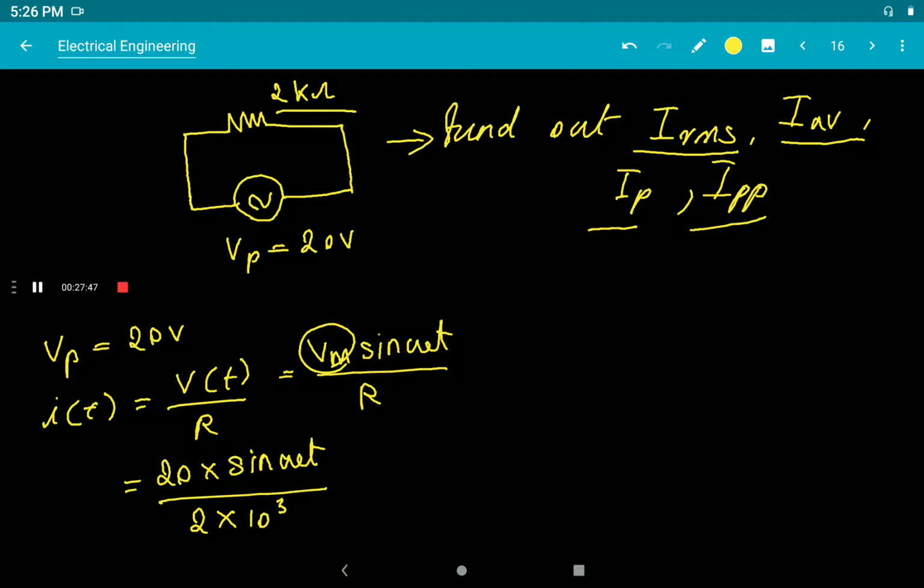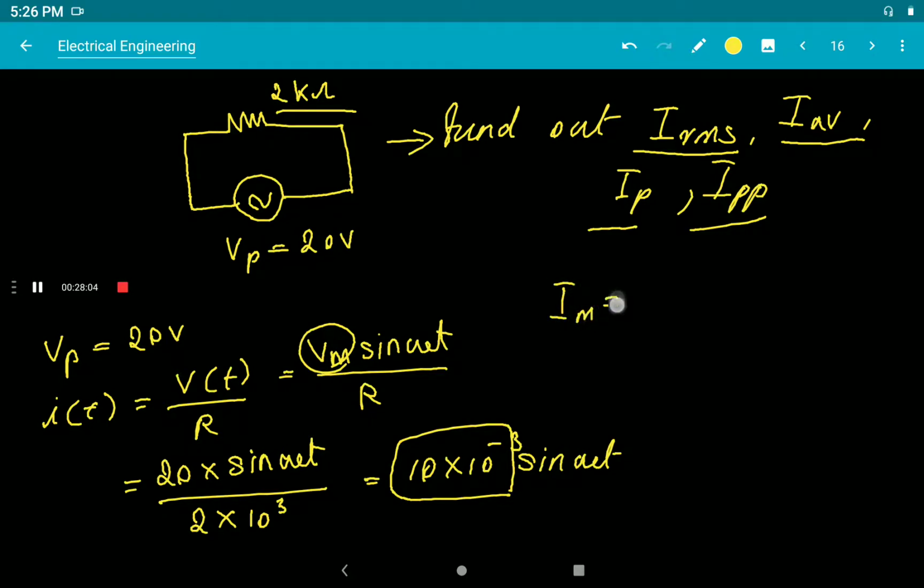Okay. So I of t, when we find it, you will get 10 into 10 raised to minus 3 sin omega t. This is the value for I of t. Then from this you will get the value of the maximum current Im, or I peak. I peak is equal to 10 into 10 raised to minus 3 ampere, or you can write it as 10 milliampere. Okay, this is the peak value of current.